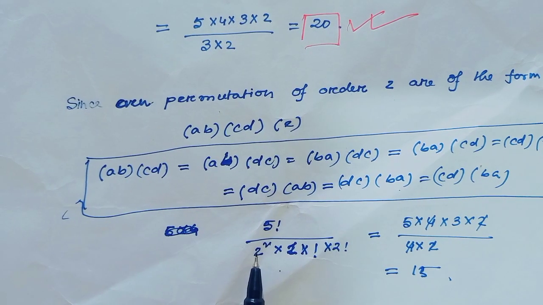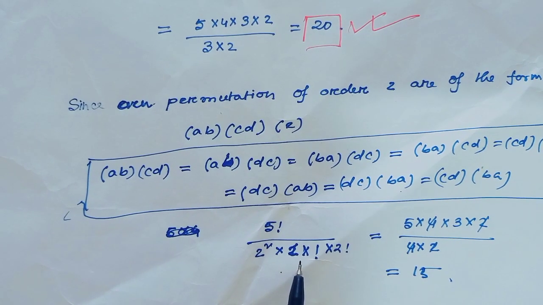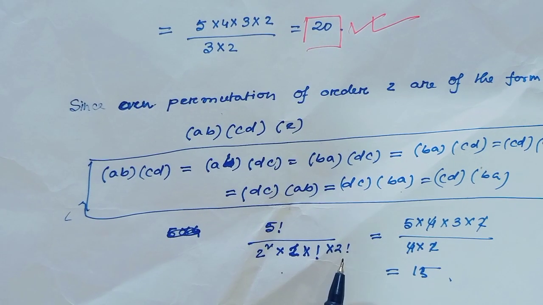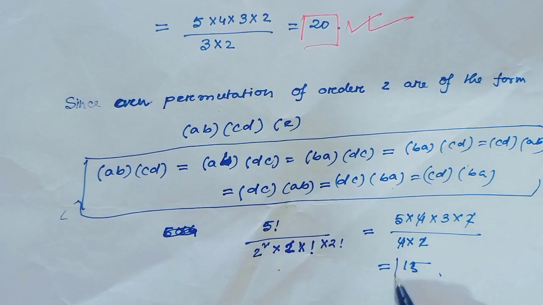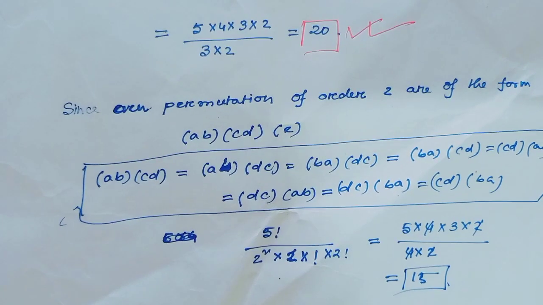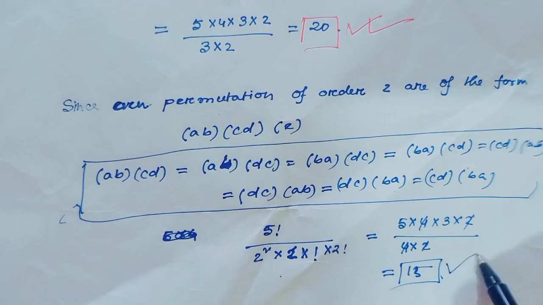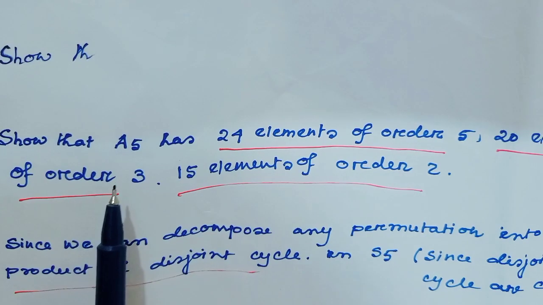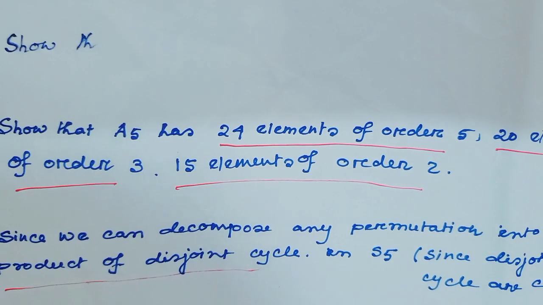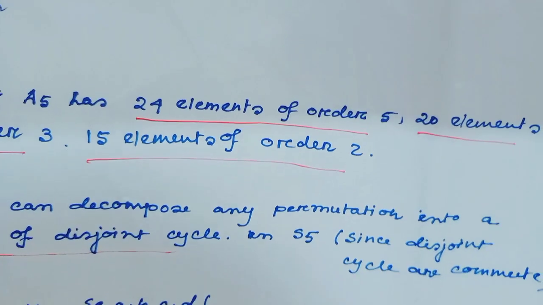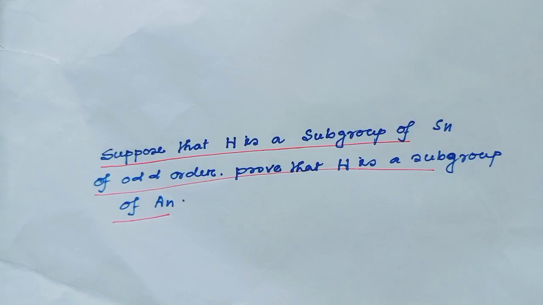Here the number of elements of order 2 is 5 factorial over 2 squared times 2 factorial times 1 factorial, and this would be 15. So, in A5 the number of elements of order 2 is 15. So, it means A5 has 24 elements of order 5, 20 elements of order 3 and 15 elements of order 2. Okay. Our next example.